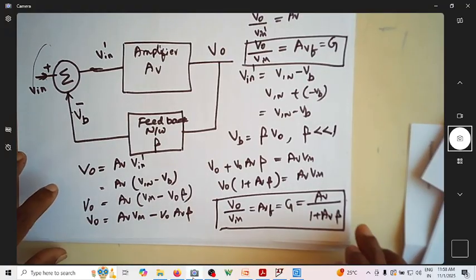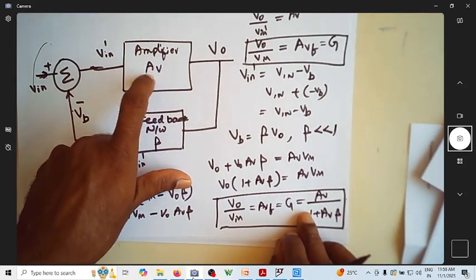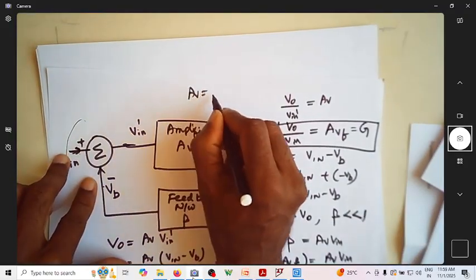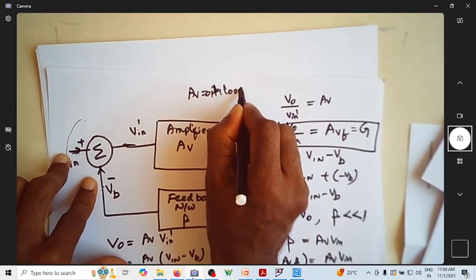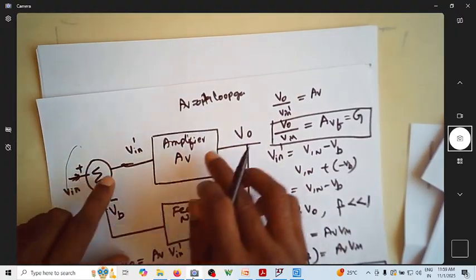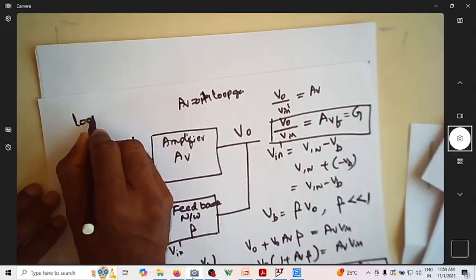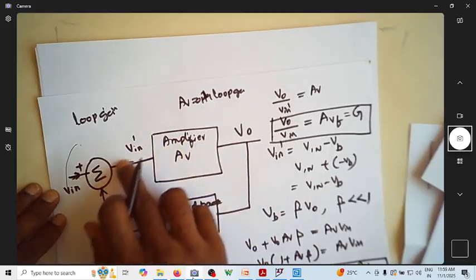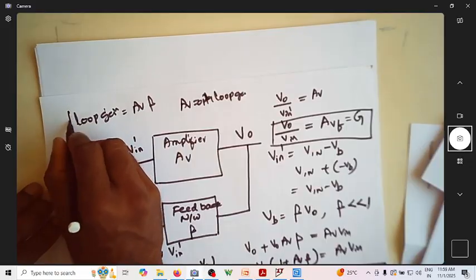Looking at this, AV is also called the open loop gain. If you open the loop, I have only this much. Then I have the loop gain. Loop gain is this into this, so loop gain is AV into beta.